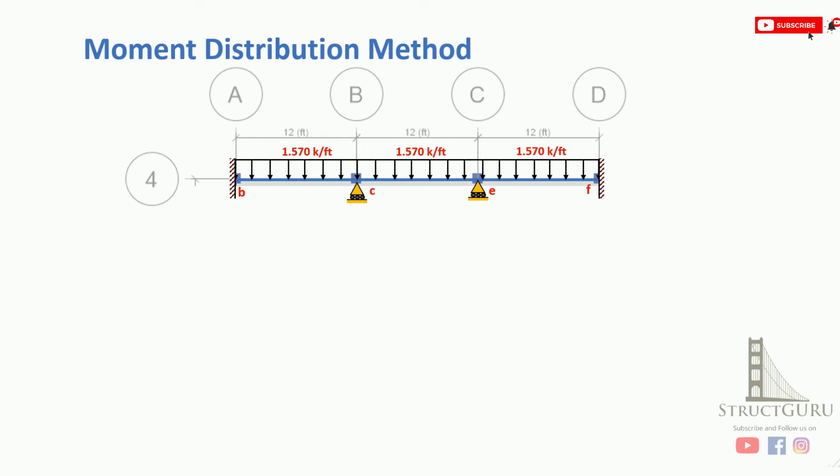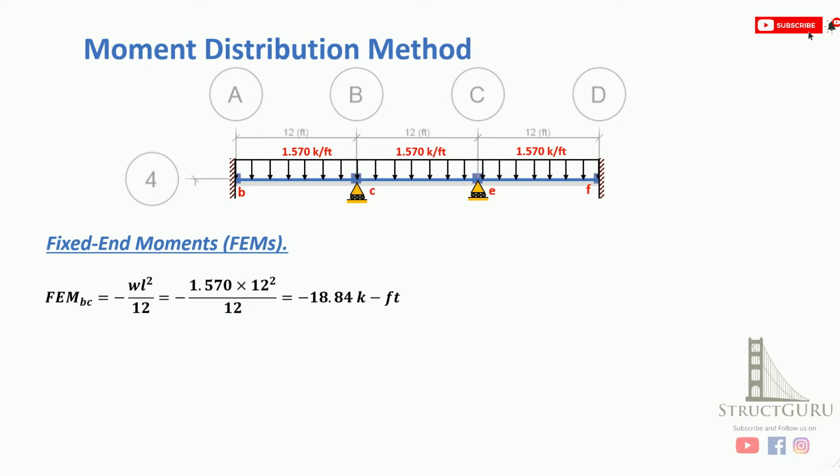Now let's solve our case. So this is a continuous beam subjected to the loading which is shown. So the first step is to find the fixed end moments. In order to compute the fixed end moments, we have formulas. So for each member, we need to compute the fixed end moments. First, let's compute the fixed end moment for member BC, and the formula is minus WL square by 12, and this will give you minus 18.84 kPa.